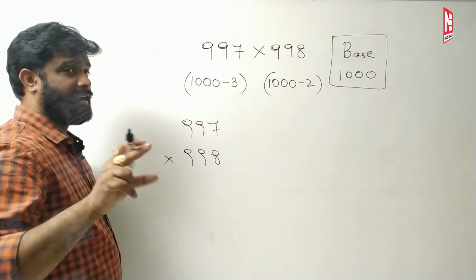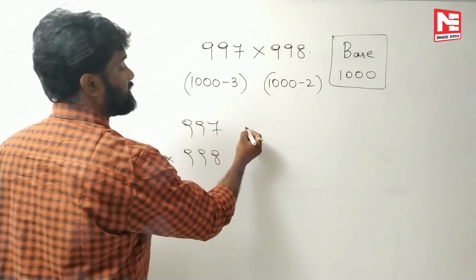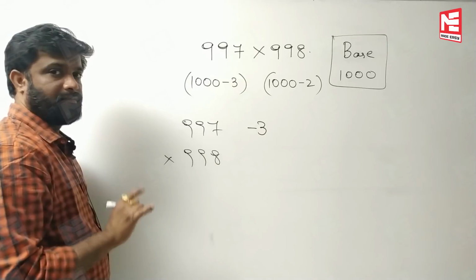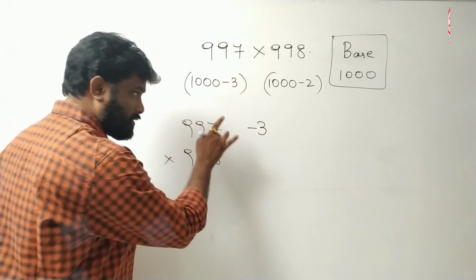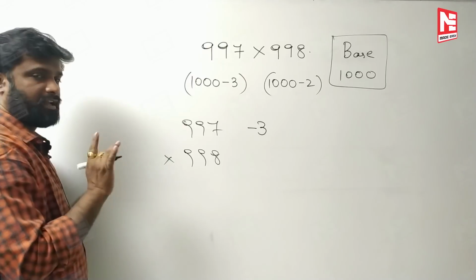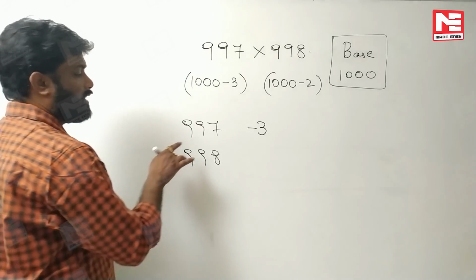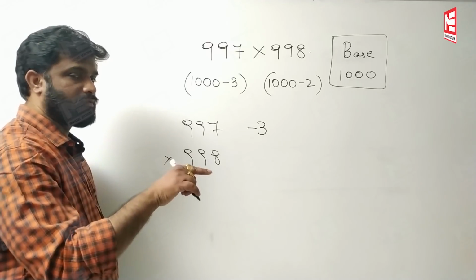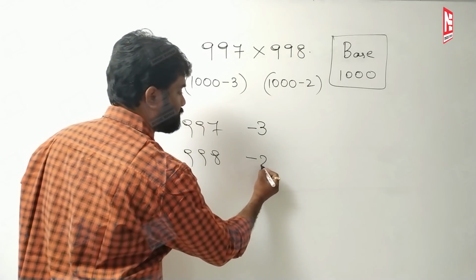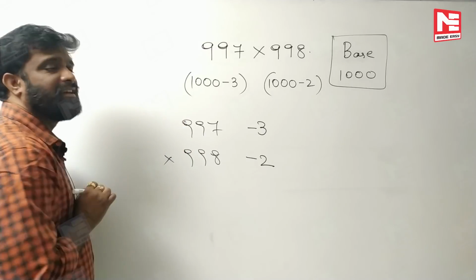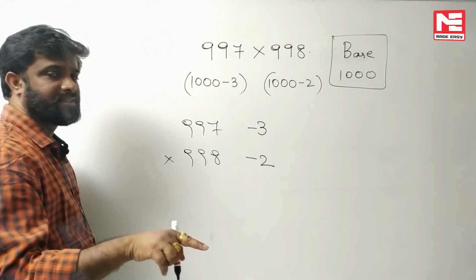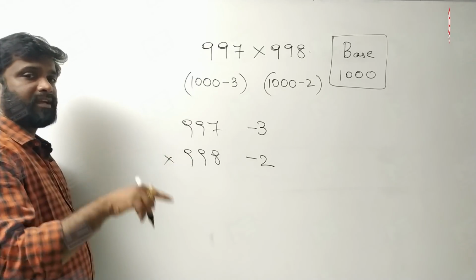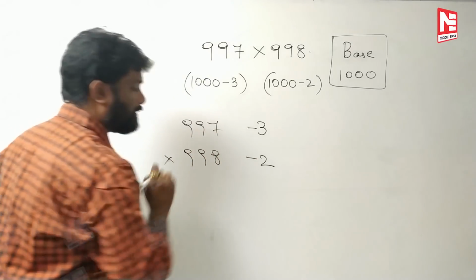997 we are taking it as 1000 minus 3. Right? That minus 3 you have to write here. The symbol you should also write. Again I am repeating, symbol also you have to write. Minus 3 means minus 3. I will tell you afterwards what is the utility of that symbol. 998, we have assumed it as 1000 minus 2, so minus 2 you have to write here. 997, since we have assumed it as 1000 minus 3, that minus 3 part I wrote here. 998, since I have assumed it as 1000 minus 2, that minus 2 part I wrote here.